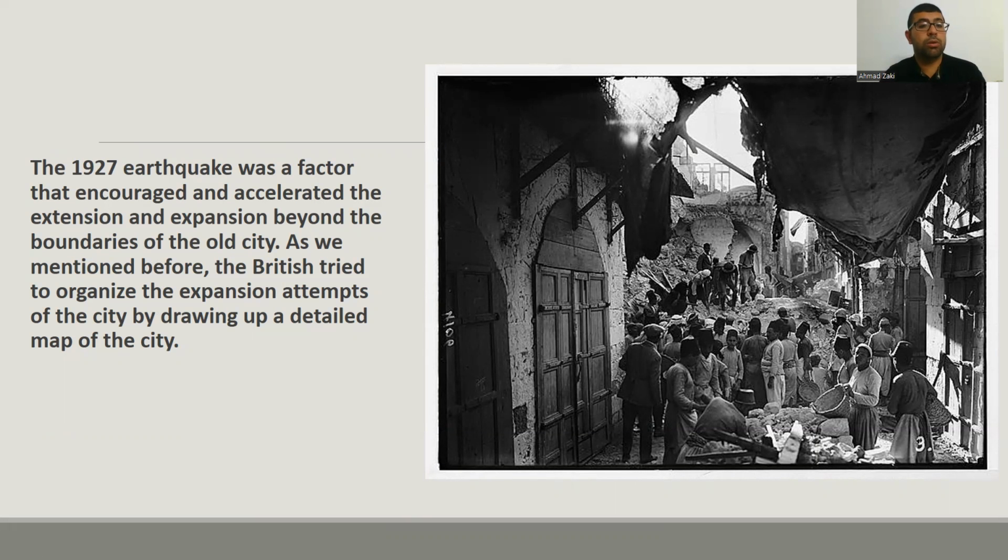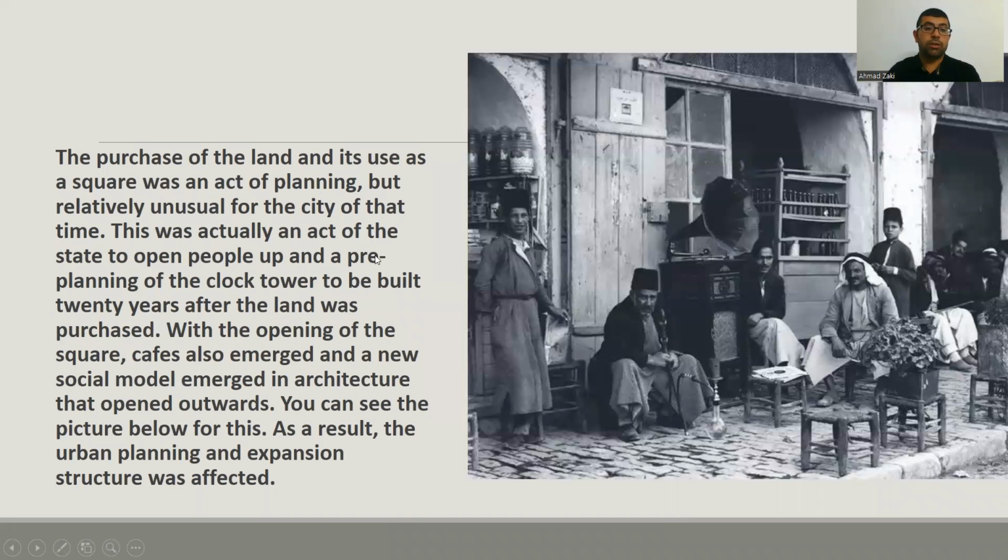The 1927 earthquake was a factor that encouraged and accelerated the extension and expansion beyond the boundaries of the old city. As we mentioned before, the British tried to organize the expansion attempts of the city by drawing up a detailed map of the city. The purchase of the land and its use as a square was an act of planning, but relatively unusual for the city of that time.